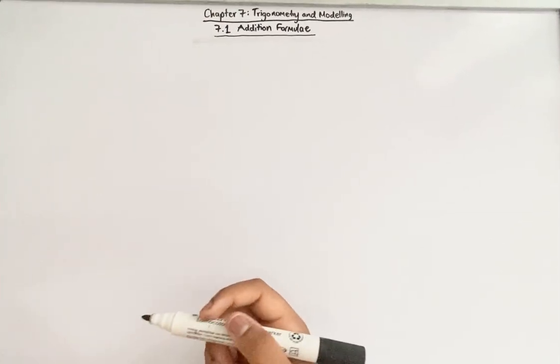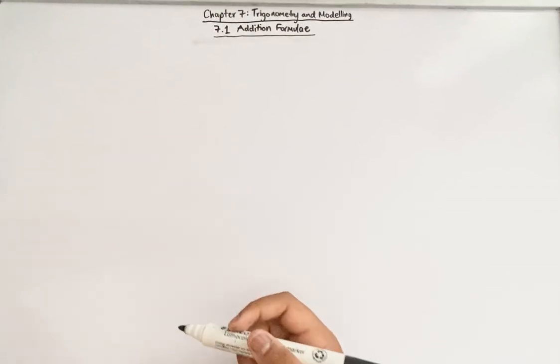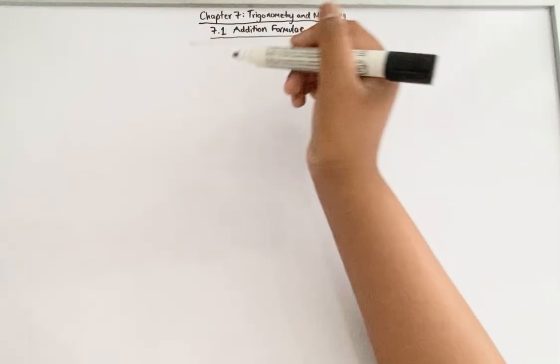Chapter 7, Trigonometry and Modelling. Lesson 1, Addition Formula. The addition formulas, or compound angle formulas, for sine, cosine, and tangent are defined as follows.